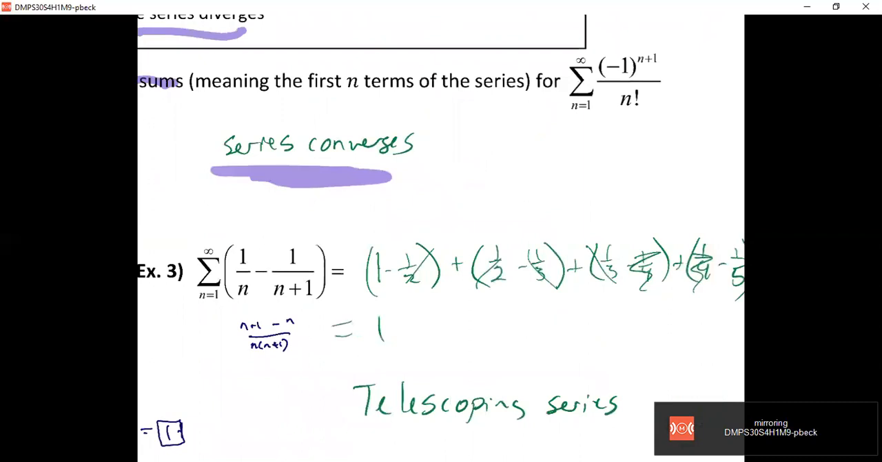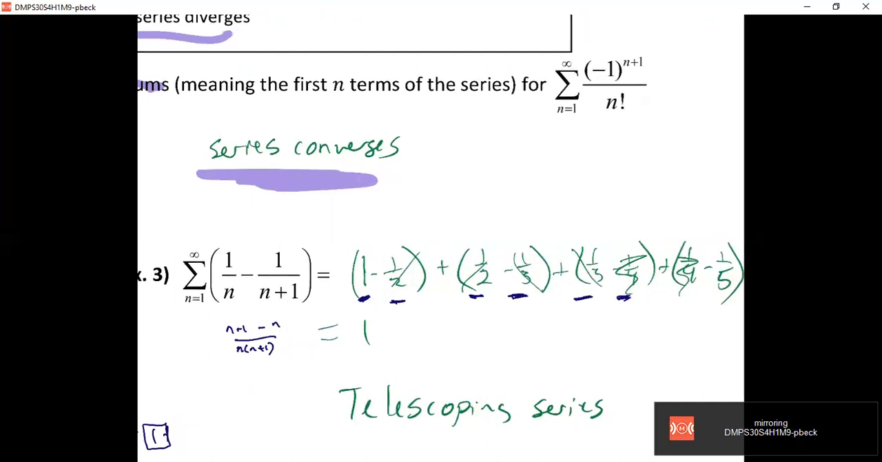Now, a telescoping series is where when you plug in your terms, what you're going to see is you have 1 minus 1/2, and that would be your first term. Your second term is 1/2 minus 1/3. Third term is 1/3 minus 1/4. So what you're seeing happening is the 1/2 and the 1/2 here are going to cancel. The negative 1/3 and the 1/3 here are going to cancel. Negative 1/4 and the 1/4 there are going to cancel.